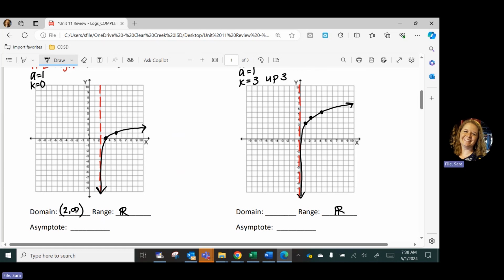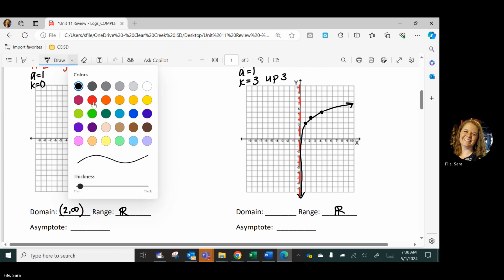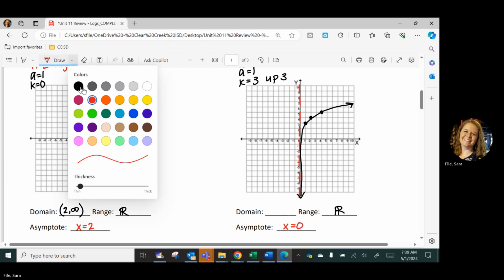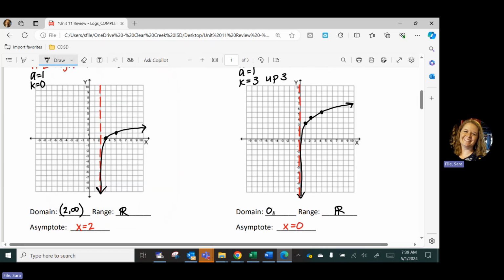Okay, we did say the asymptote here moved to 2. So it was at x equals 2. Here, the asymptote did not move, so it stayed at x equals 0, which means my domain would stay 0 to infinity.